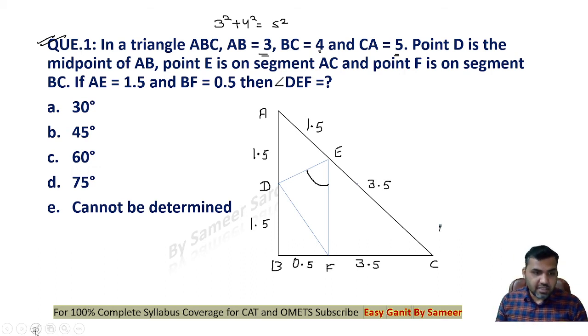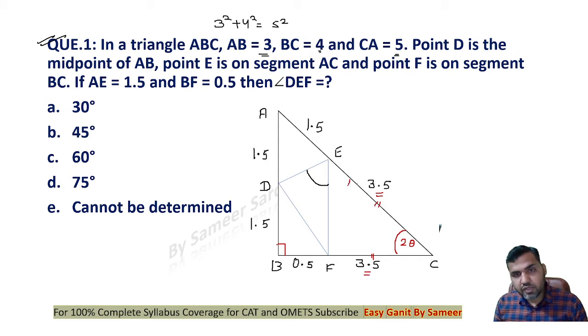Now you can clearly see that both of these two sides are equal, right? This angle is 90 degree. Now let's assume that this angle is equal to, let's say, 2 theta. Why not theta? You can take it as theta also, but 2 theta will make our calculation part easy. Now this length is 3.5, this length is 3.5. Both of these two sides are the same length.